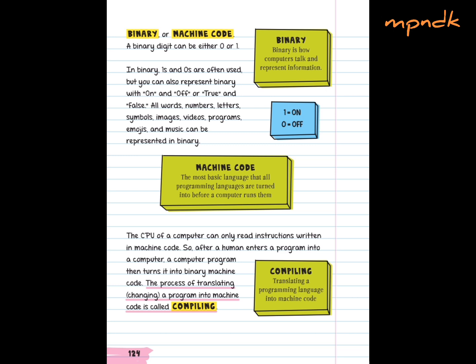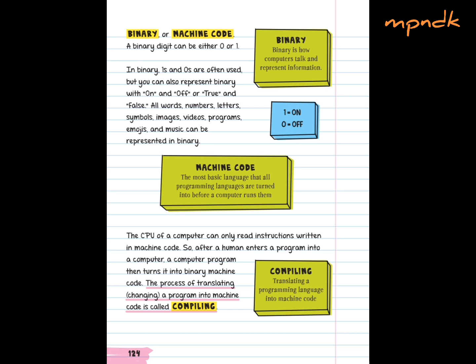A binary digit can be either 0 or 1. In binary, ones and zeros are often used, but you can also represent binary with on and off or true and false. All words, numbers, letters, symbols, images, videos, programs, emojis, and music can be represented in binary. Binary is how computers talk and represent information. 1 is on and 0 is off.